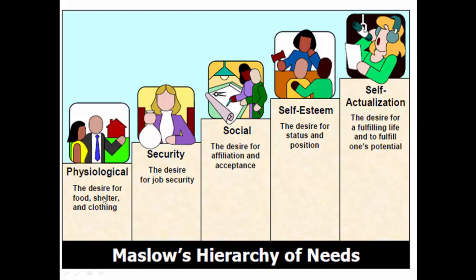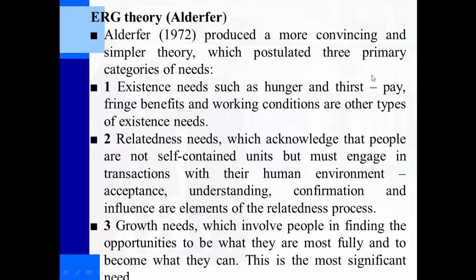The first and most important need is the desire for shelter, food, and clothing. When this need is met, then comes job security. When this is met, the social need. Then the self-esteem need, and at the end, the self-actualization need.